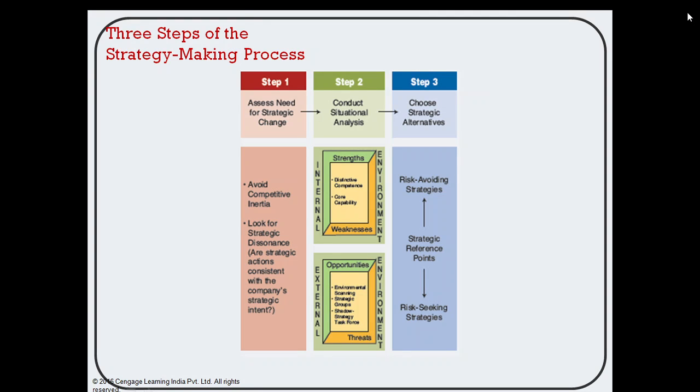Okay, so that's the strategy making process. You can see that the diagram on the screen is classifying the strategy making process into 3 steps, where the first step is about assessing the need for a strategic change, right? So what is it that is necessitating you? Where do you need to change the existing strategy?